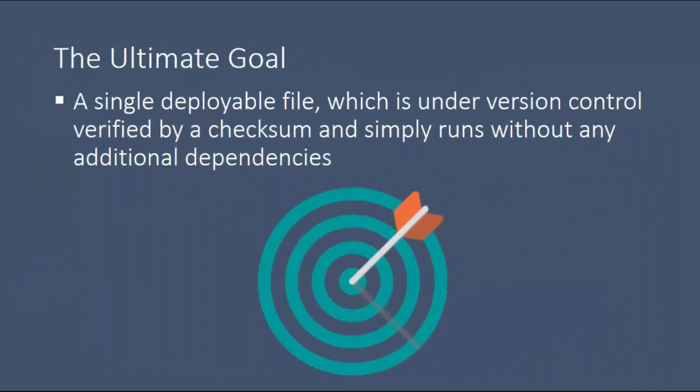All right, really, what is the ultimate goal? The ultimate goal is to have a single deployable file which is under version control, verified by a checksum, and simply runs without any additional dependencies. Well, this is ideal, but this doesn't really happen all the time. However, it still remains our ultimate goal as far as apps are concerned.